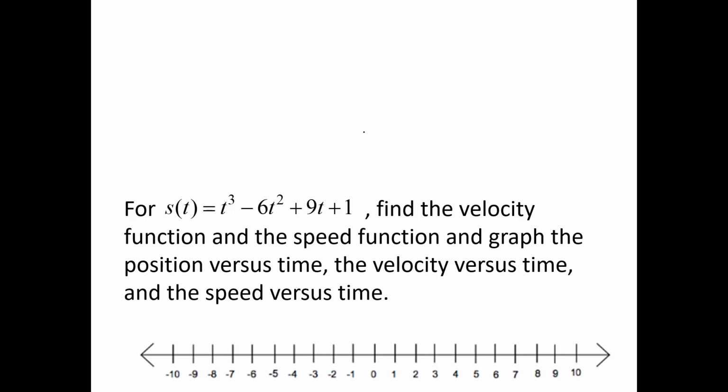Okay, so the velocity is just ds dt. And that's just the sum of power functions, not very difficult to differentiate. So then we get 3t squared minus 12t plus 9.